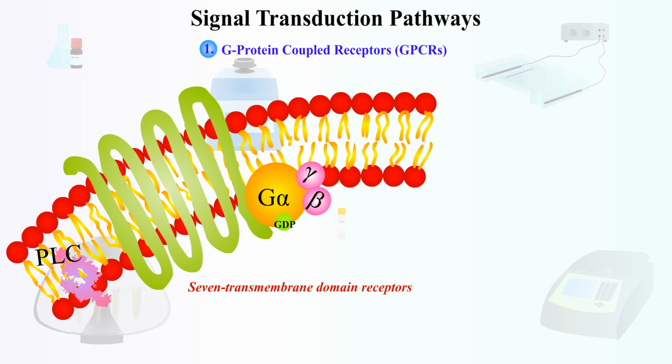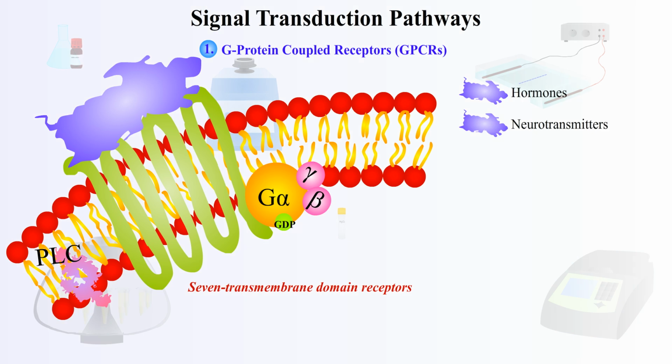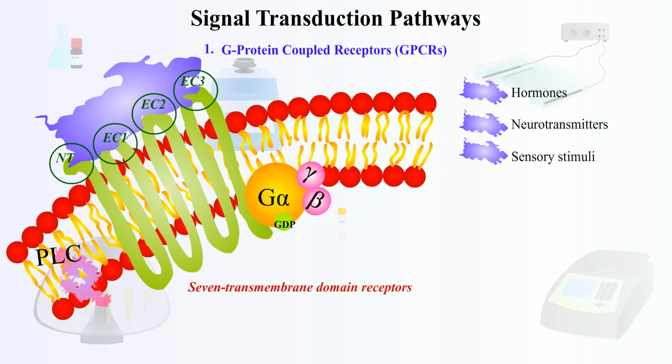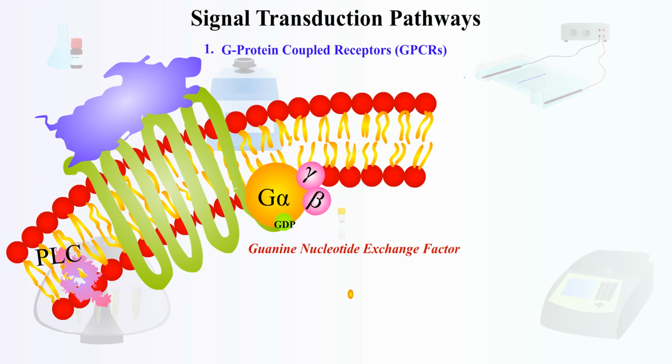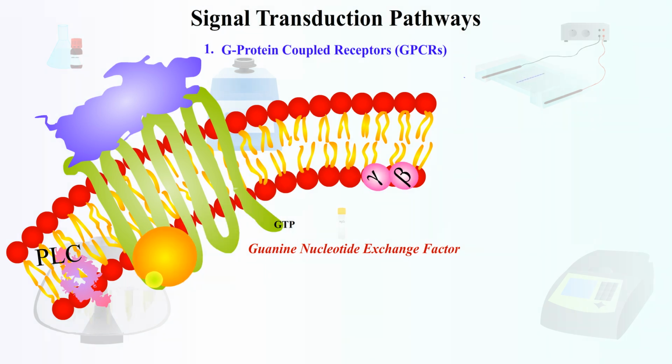GPCRs are 7 transmembrane domain receptors embedded in the plasma membrane. They detect extracellular ligands like hormones, neurotransmitters, or sensory stimuli. The ligand binds to the extracellular part of the GPCR. This causes a conformational change in the GPCR. The conformational change allows the GPCR to act as a guanine nucleotide exchange factor, which leads to the replacement of GDP on the G-alpha subunit by GTP, activating G-alpha. The G-alpha GTP subunit dissociates from the G-beta gamma subunits.